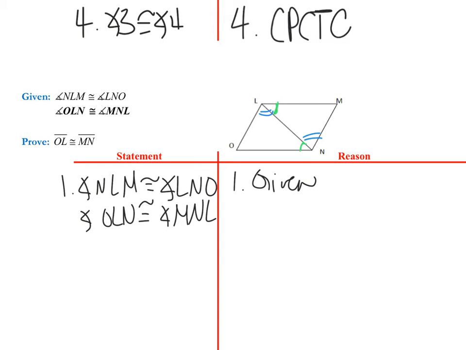Right now we only have 2 components. We have 2 pairs of congruent angles. And what we're trying to do is prove that OL is congruent to MN. In order to do that, we have to first prove that the triangles are congruent. Well, our third component, if we can recognize this, is that these 2 triangles share a common side. So LN is congruent to NL by the reflexive property.